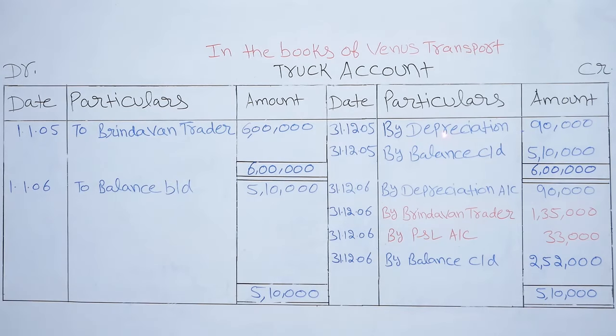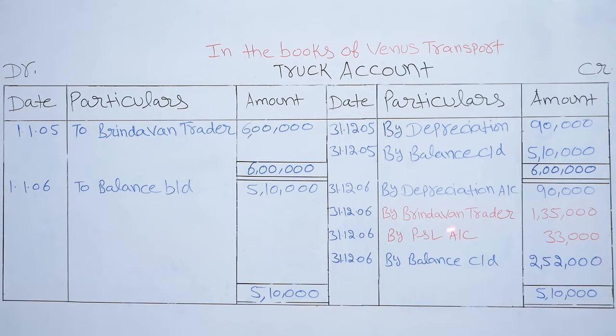So entry is depreciation account debit to truck account. 31st December 2005, by balance carried down 5,10,000. This balance will be brought down to the next year. On 1st January 2006, to balance brought down 5,10,000. This year depreciation will be same 90,000 as we are using straight line method. So by depreciation 90,000. 31st December 2006 by Vrindavan Trader 1,35,000.